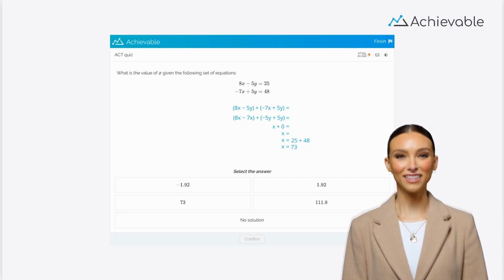Let's recap quickly. Because the y terms had opposite signs and equal coefficients, we added the equations to eliminate y, then solved the resulting equation for x. So the answer is x equals 73.